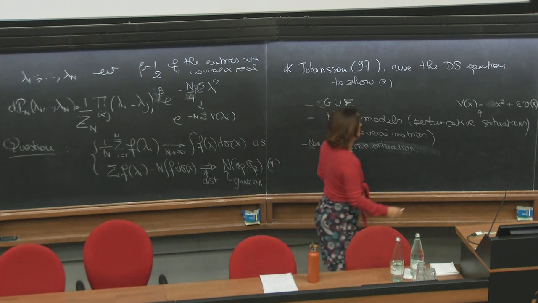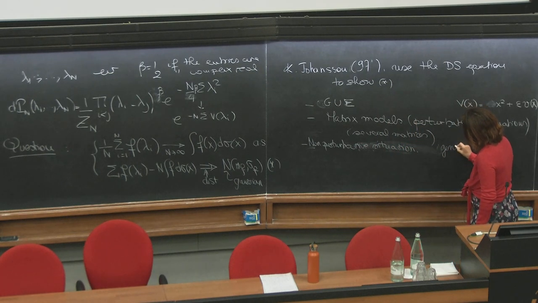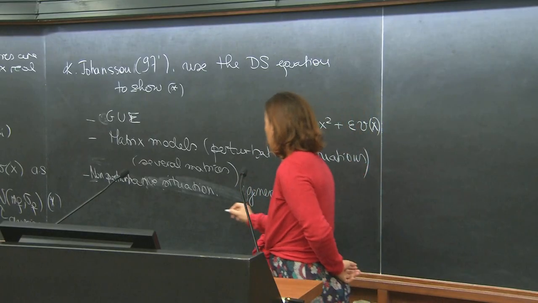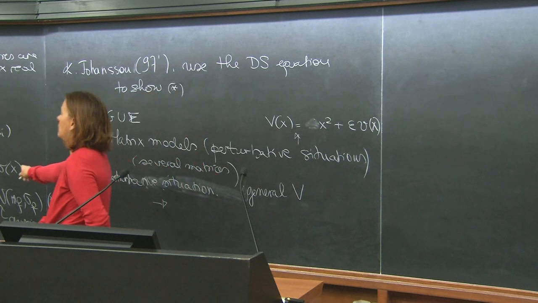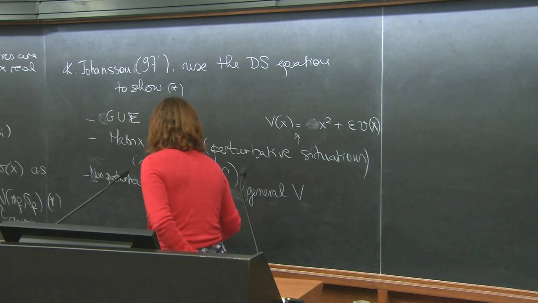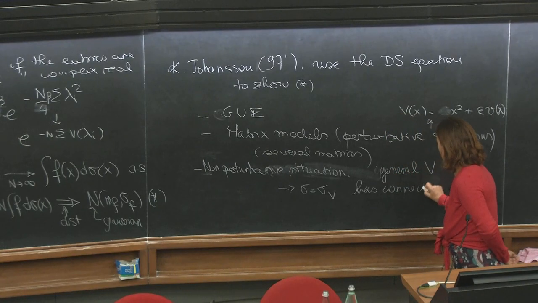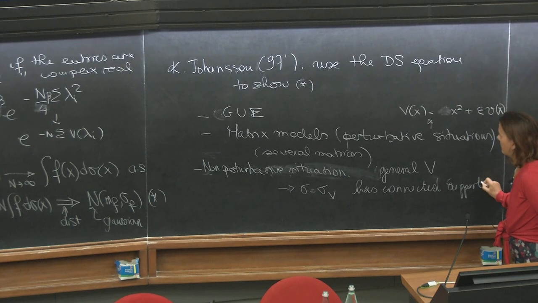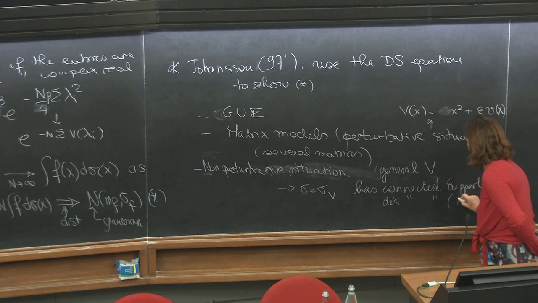Well, so you take a general V. And then in this case, you have two types of difficulty. The case where the limiting measure, which we will show to exist, sigma of V, has connected support, and the case where it's disconnected. So this is a several cut.